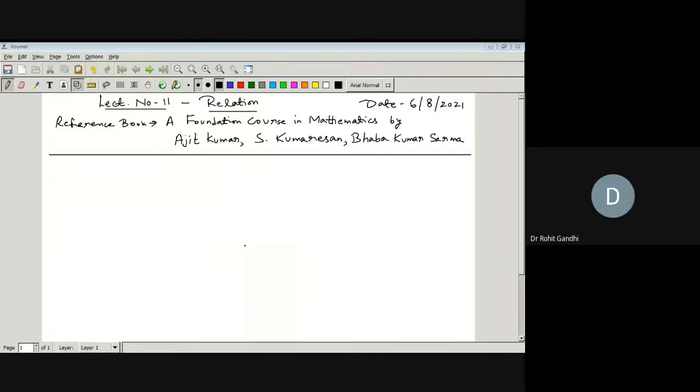So good evening once again, students. Today we will talk on relation. In my previous lecture, we studied relation, and I am following this book. It's a very good book for this foundation of mathematics course. The book name is A Foundation Course in Mathematics, and it is written by Ajit Kumar, S. Kumaresan, and Baba Kumar Sarma. It's a very good book.